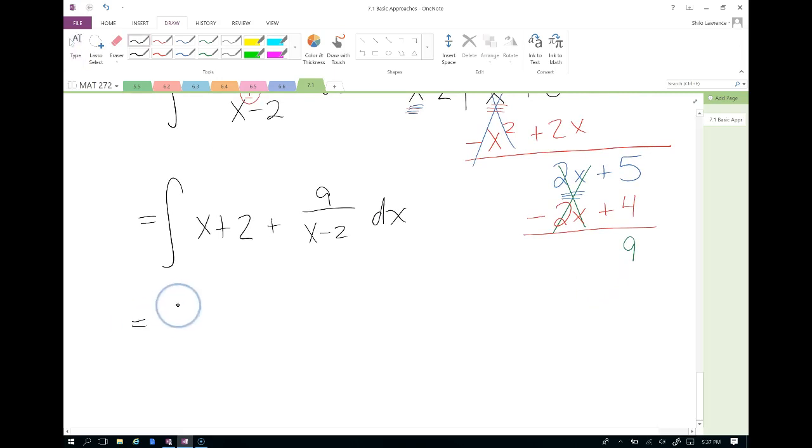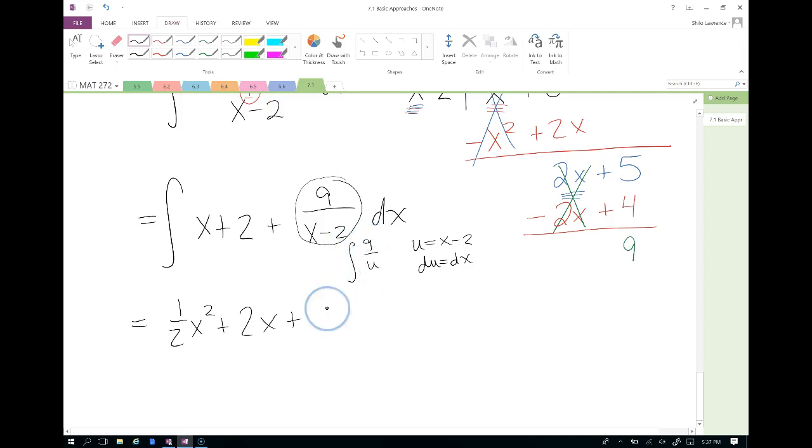So the antiderivative for x is 1/2 x squared. The antiderivative for 2 is 2x. And then in order to do this piece, it still is a quotient. It's a much easier quotient though. Now when we do u equals x minus 2, du equals dx, all the x's go away, which is perfect because that piece does not have any x's in the top anymore. And we're left with the integral of 9 over u, which turns into natural log. So we've got 9 times the natural log of the absolute value of x minus 2.